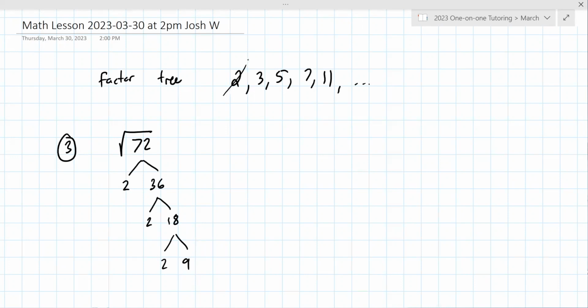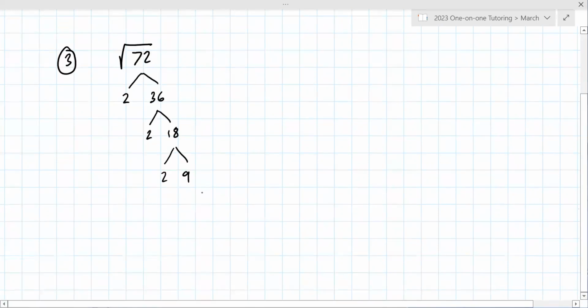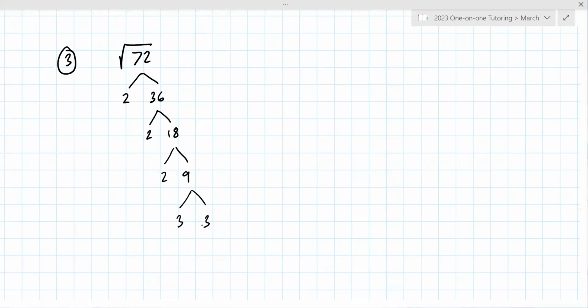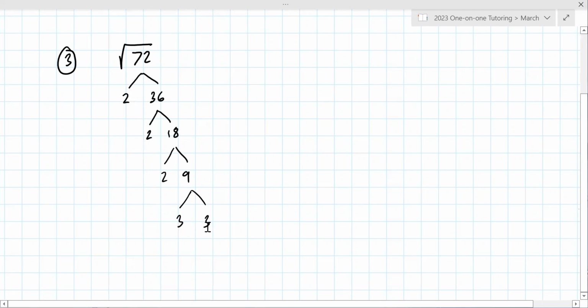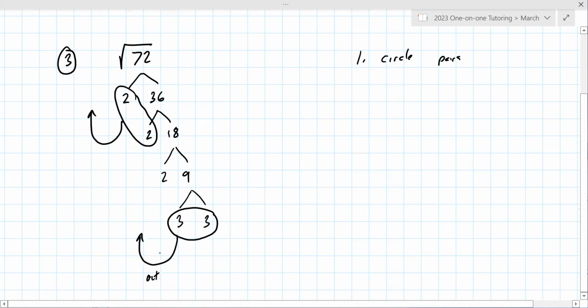Let me see if 3 works. It just so happens that 3 does work here: 3 and 3. Notice there are prime numbers around the edges here. After you build this factor tree, you then circle pairs: a pair of 2s and a pair of 3s. For each pair, you can bring a number out. If you don't have a pair to go with it, you leave it in.